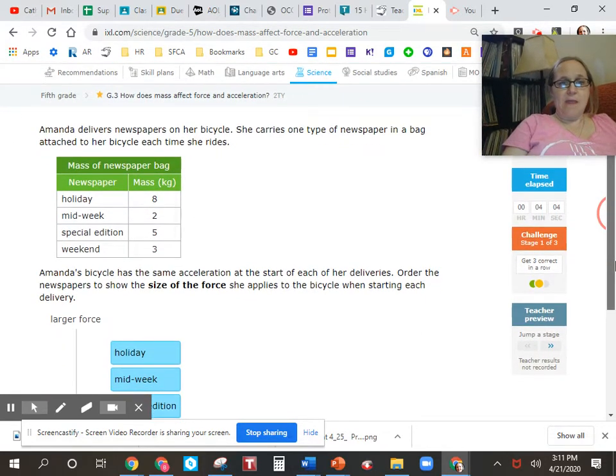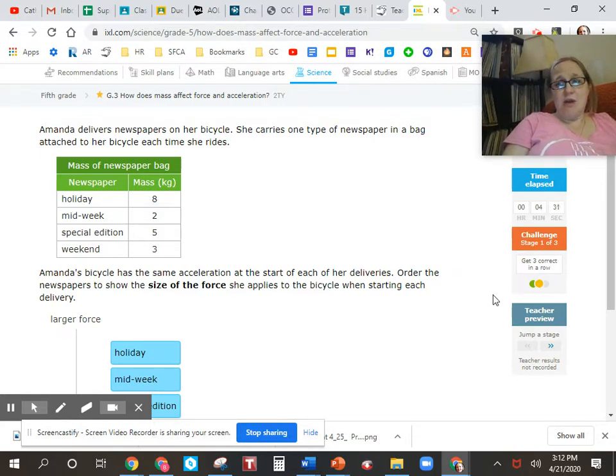So we get another one, and once again, we want to make sure that we're thinking about what it's asking for. Amanda delivers newspapers on her bicycle. She carries one type of newspaper in a bag attached to her bicycle each time she rides. So here are her newspapers. Amanda's bicycle has the same acceleration at the start of each of her deliveries. Order the newspapers to show the size of the force she applies to the bicycle when starting each delivery.